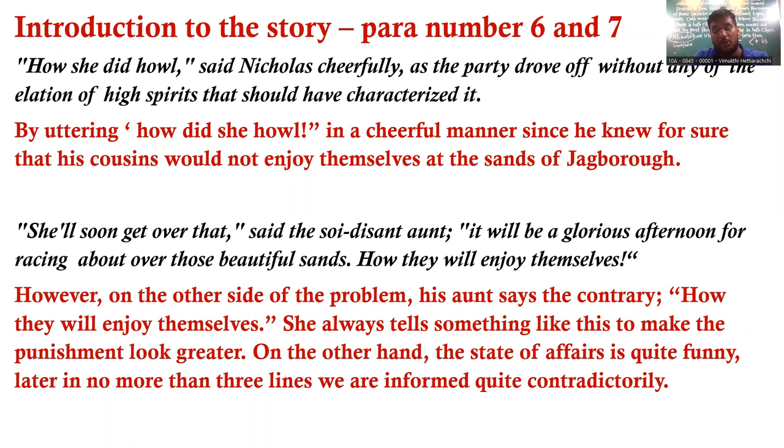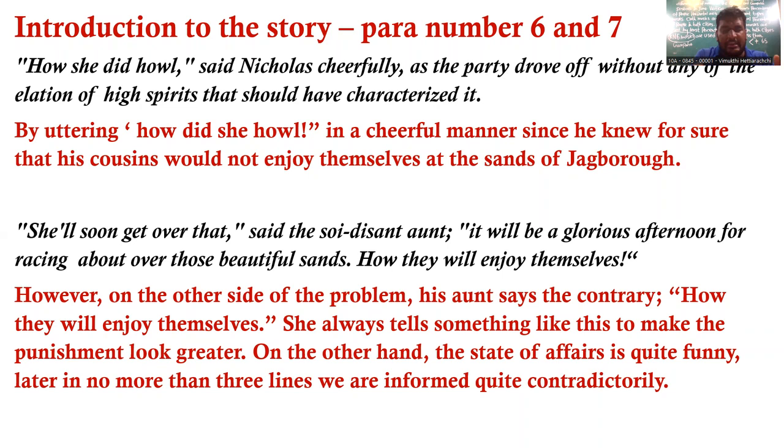Then Nicholas will feel, "Oh, I have missed that glorious afternoon," right? Racing about all over those beautiful sands, how they will enjoy themselves. So the aunt thought that Nicholas will feel, "I am going to miss all this enjoyment because of some actions done by me," right? So the aunt wanted to give that impression to Nicholas. That is the impression the aunt wanted to create in Nicholas's mind.